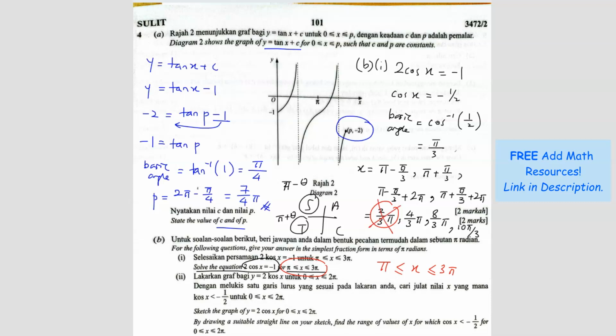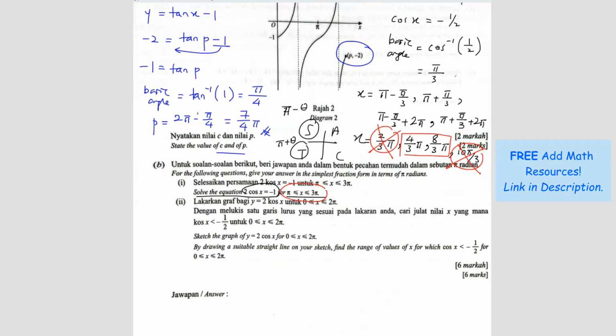And this one also cannot, because 10 over 3 pi is already more than 3 pi. So the answer will be these two. So x is either equal to 4 over 3 pi and also 8 over 3 pi. Okay, that is the two answers. Clear? Alright, next one.